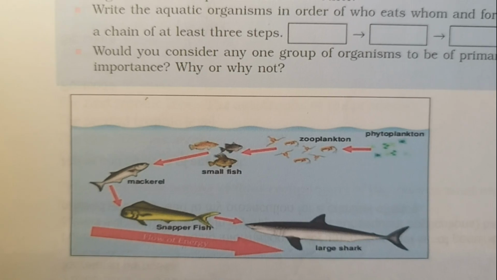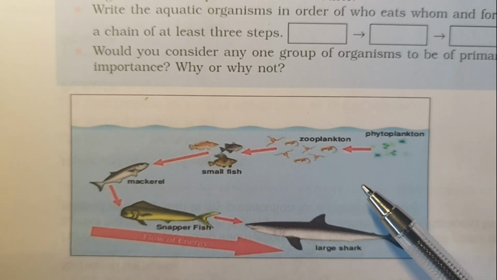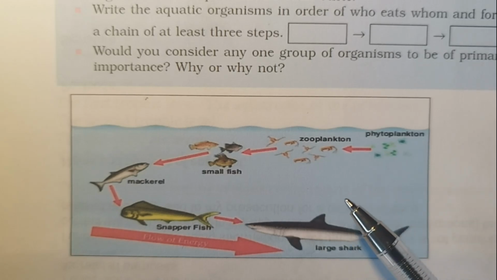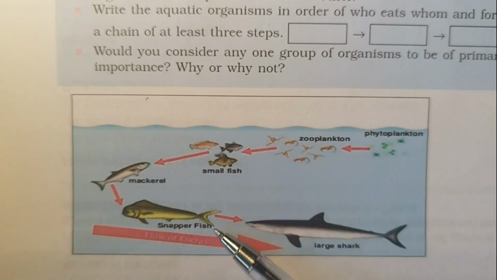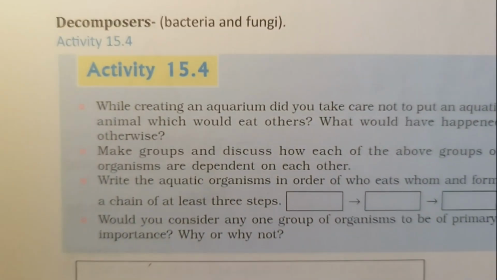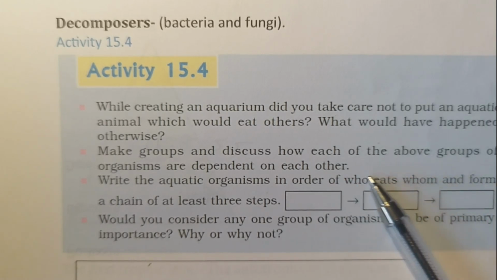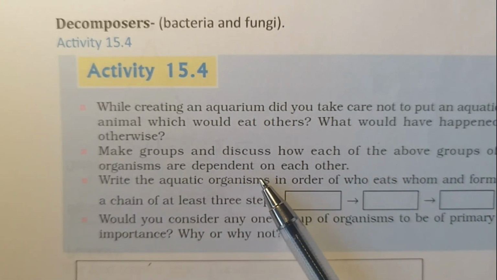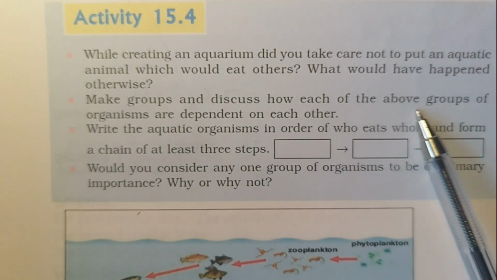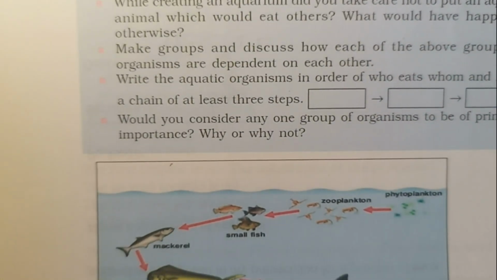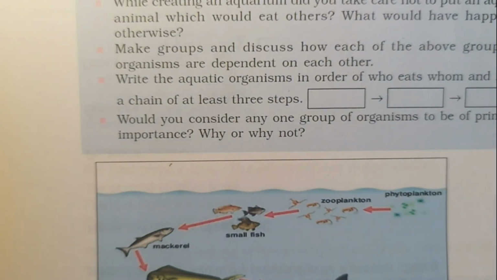Or you can use some plants in the aquarium that will generate some food, generate oxygen, take away carbon dioxide, take away the ammonia and nitrates that are produced. So depending on which type of aquarium you're making, the cycle, the food chain will depend on that. So they want us to consider how the organisms are dependent on each other in the aquarium. So I've shown you in the last lecture as well.